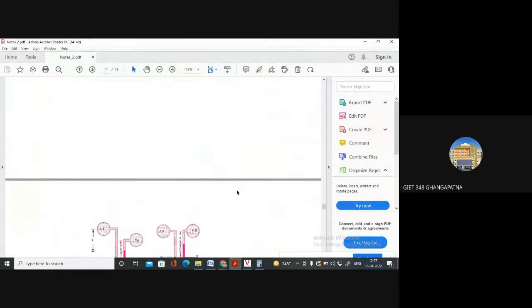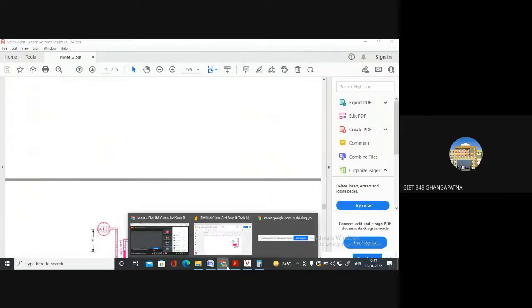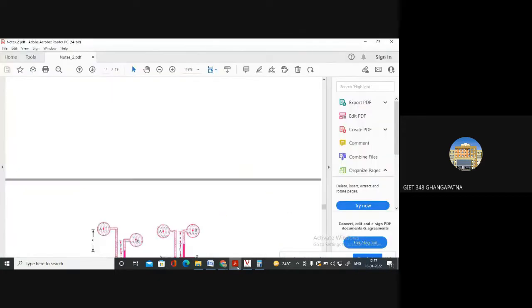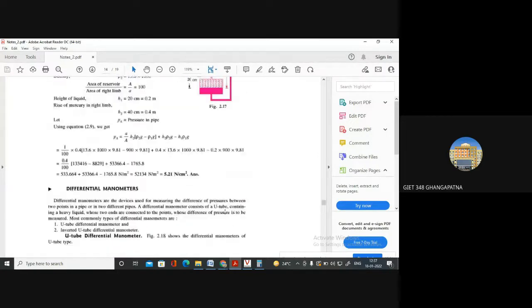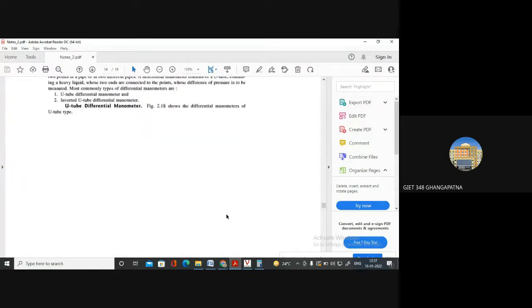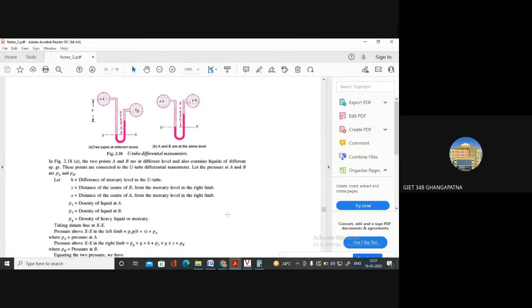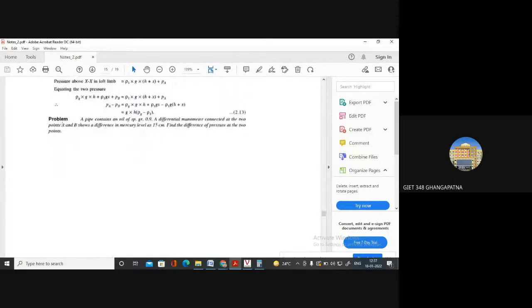So, this was the problem which was related to single column manometer. Okay. Now let us do problems on differential manometer, that is U-tube differential manometer and inverted U-tube differential manometer, which we have already discussed in the theory part. Clear?